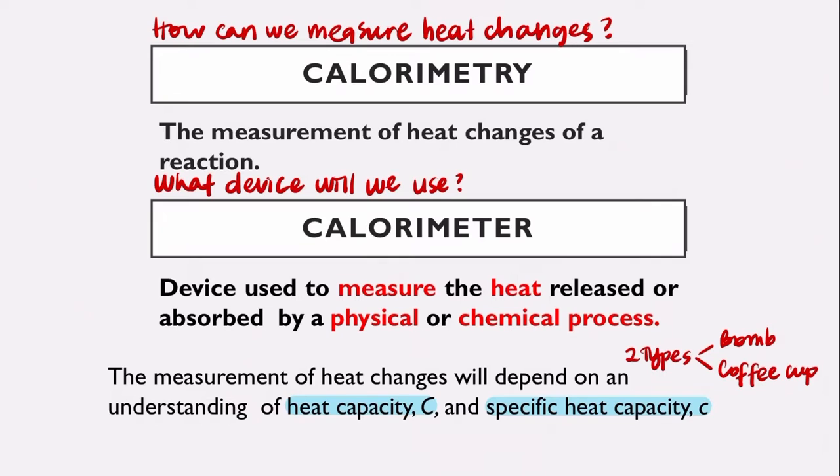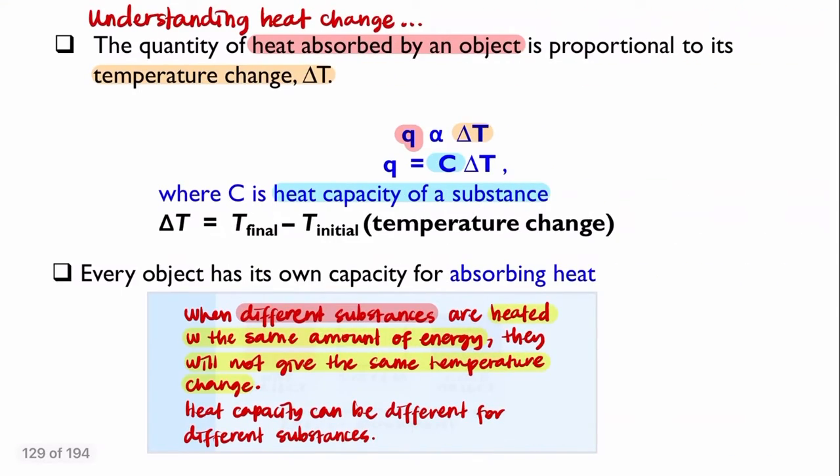So the measurement of heat changes will depend on an understanding of heat capacity, big C, and specific heat capacity, which is small c. So let's see what these are. To understand heat change, we need to know that the quantity of heat absorbed by an object, denoted by Q, is proportional to its temperature change, delta T. The more heat that is absorbed, the larger the temperature change.